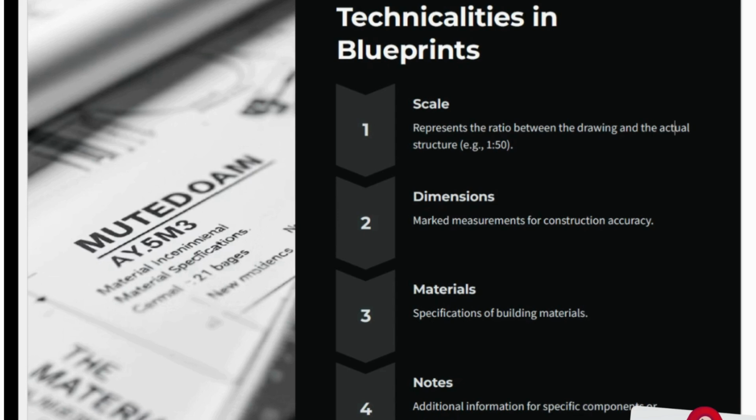Materials, specifications of building materials. It could indicate the type of the material. When we say type in construction, the specifications are the guideline, because specifications are the ones that can control the whole quality of the project, the whole survival of the project.